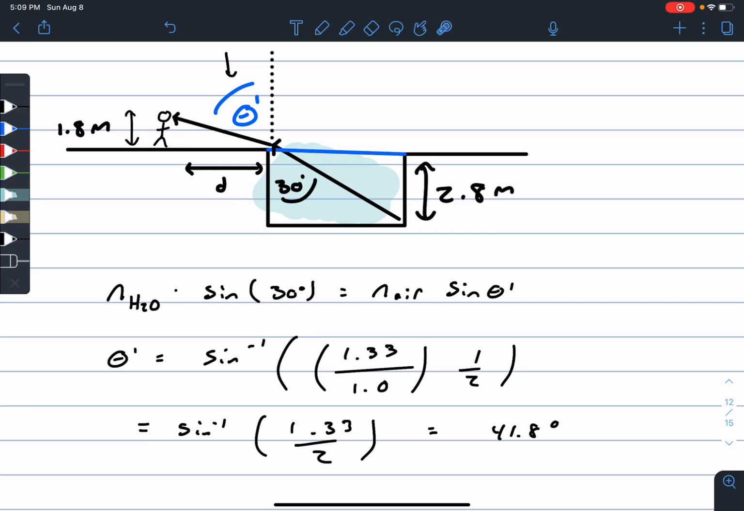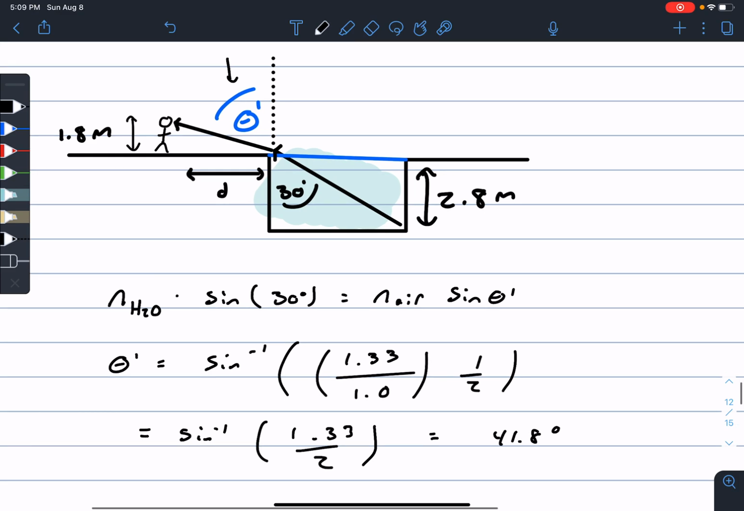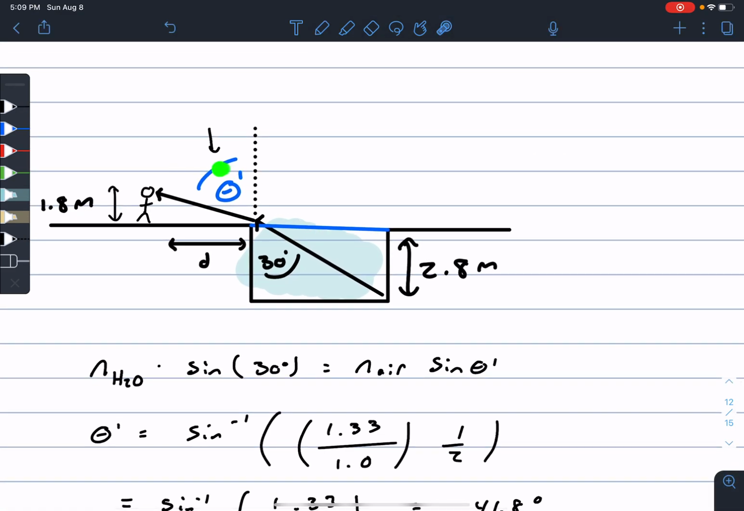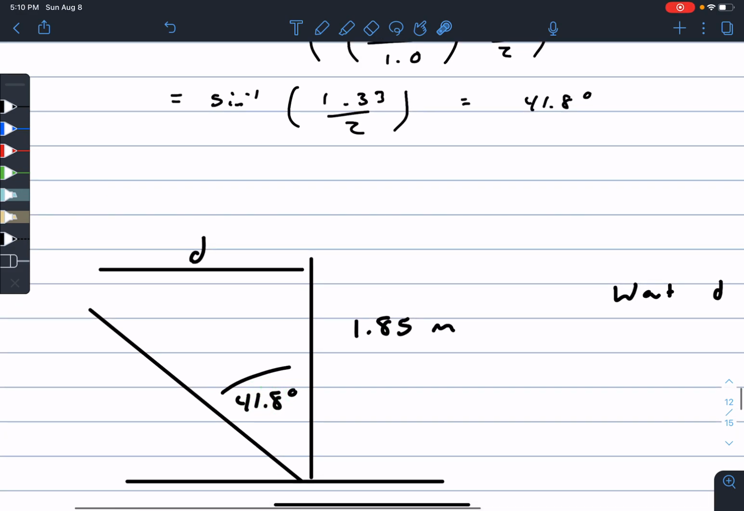And now again, we can use some trigonometry, right? We know that the y value is 1.85 meters. We want this distance d. We know that this angle is 41.8. So we could set up a new triangle. Actually, we could put this horizontal on the top, and that gives us a triangle that looks like this. Here is our angle that we found coming out, here's our normal. This is leaving the pit. It's 41.8 degrees. This is the distance, and the height is 1.85 meters.